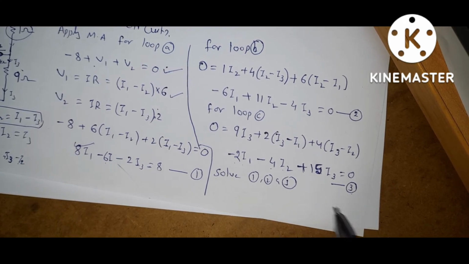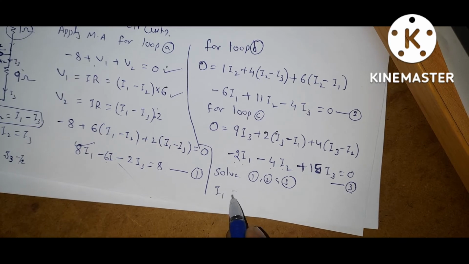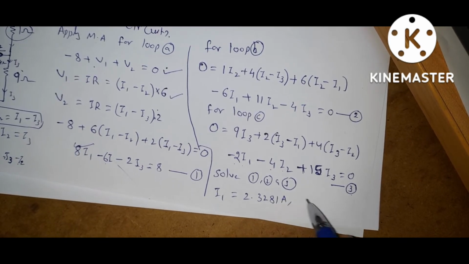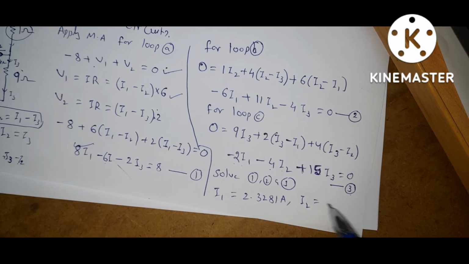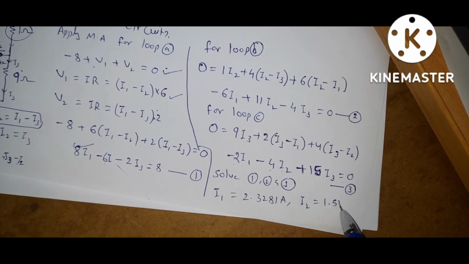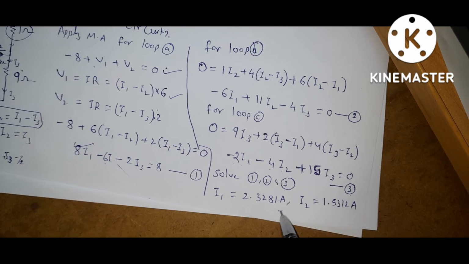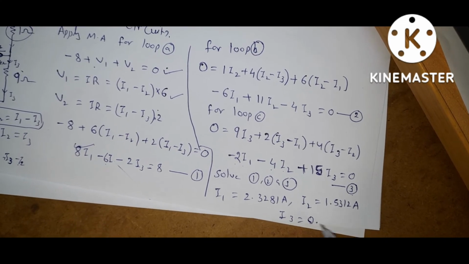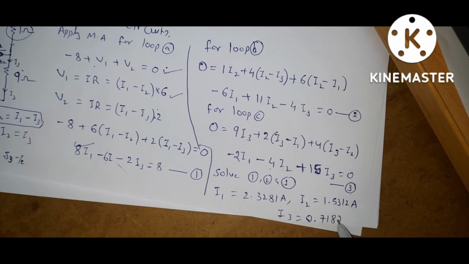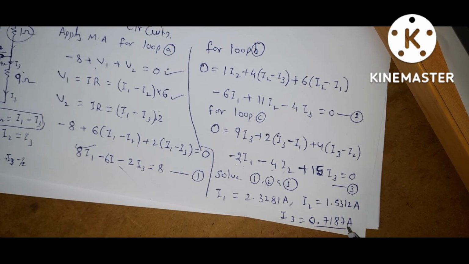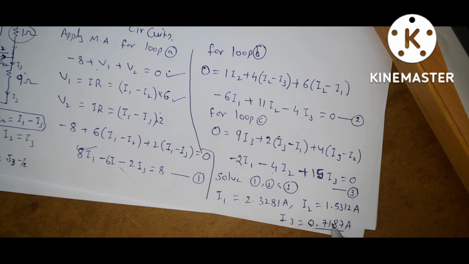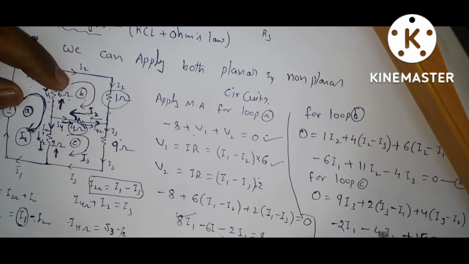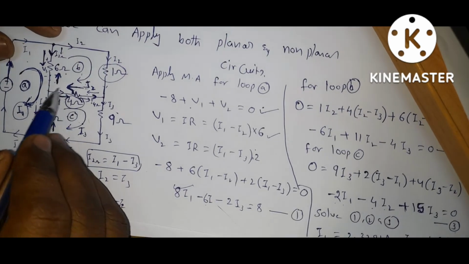Now solve 1, 2, 3. You will get currents. I1 is equal to 2.3281 amperes and I2 is equal to 1.5312 amperes and I3 is equal to 0.7187 amperes. Now what is the question? Question is find the power dissipated in the 4 ohm resistor.